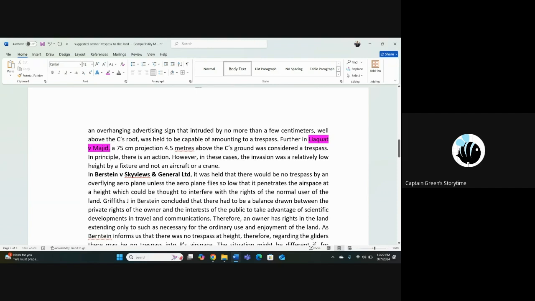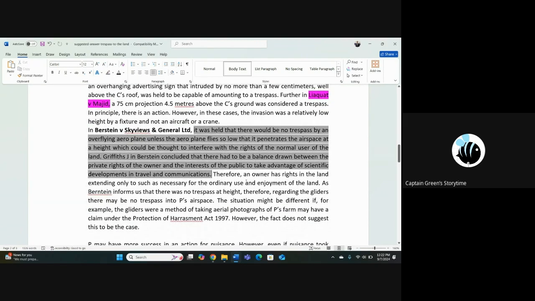Griffiths J concluded that there had to be a balance drawn between the private rights of the owner and the interests of the public to take advantage of scientific developments in travel and communications. So this paragraph is about the ratio of the case and the judge's remarks.